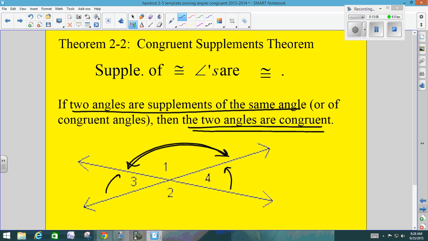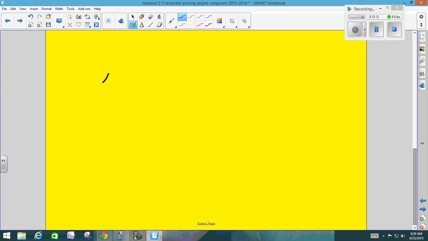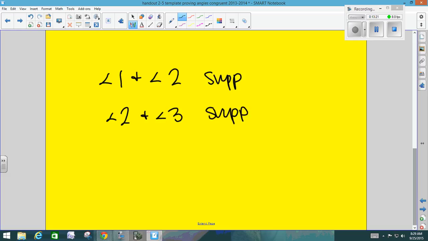Yeah, I mean, we can see it here because they're also vertical angles. But let's say that angle 1 and angle 2 are supplementary, and angle 2 and angle 3 are supplementary. The measure of angle 1 equals 75. If 1 and 2 are supplementary and 1 is 75 degrees, what's 2 have to be? 180 minus 75, which is 105. So 1 and 2 are supplementary, means they add up to 180. 1 is 75, so 2 is 105.